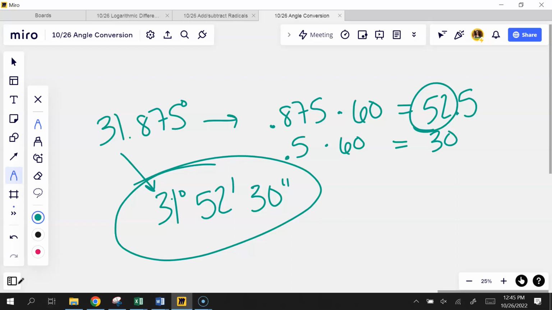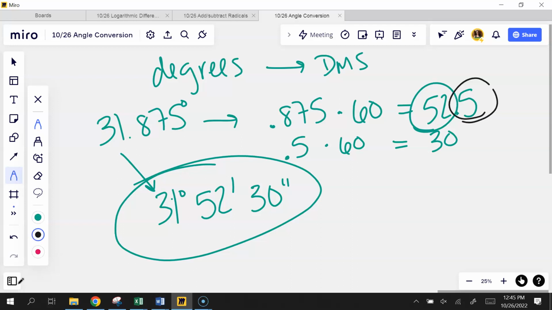What is this like? This is converting degrees, but how can you convert it to DMS? Think like longitude and latitude. That's really what it is. That's the decimal from here. So you keep taking the decimal is what you do.